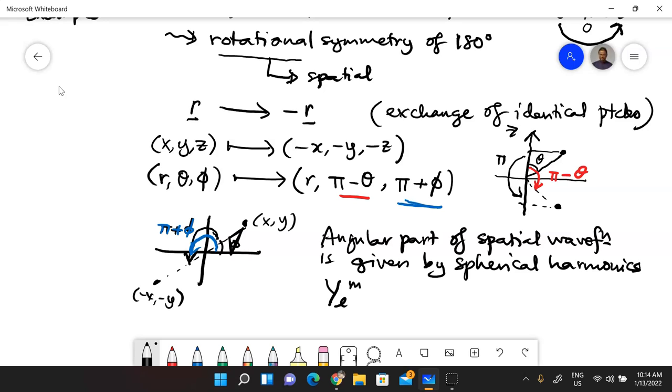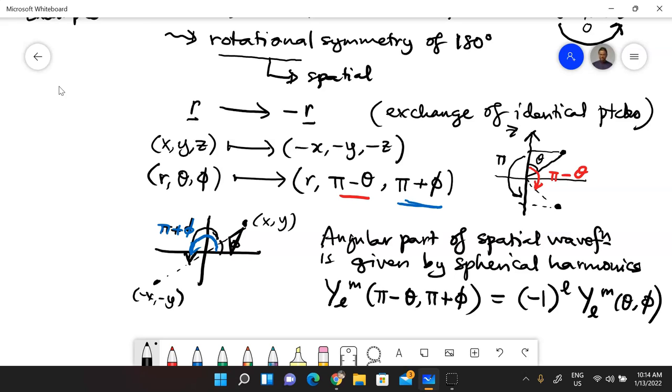So if you exchange the particles, then you are considering this instead, pi minus theta, pi plus phi, and then you can look at the form of this function of spherical harmonics. This will actually be related in this way to the spherical harmonic at theta and phi. So in other words, exchanging the two identical atoms in the molecule will actually have this property. Okay, this change of the wave function.